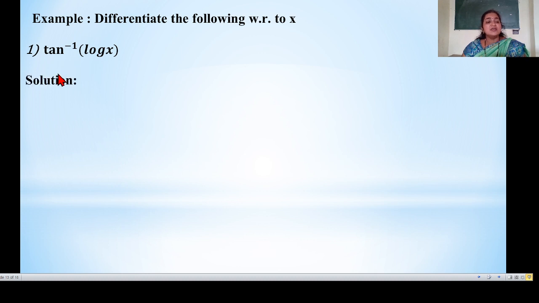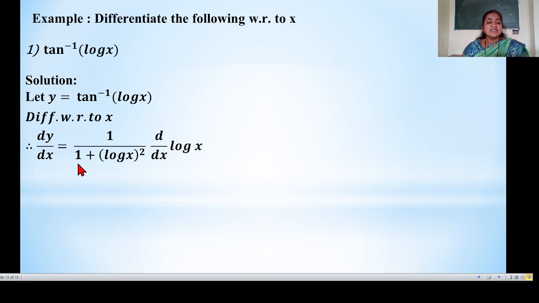So let's start. Solution: let y is equal to tan inverse of log x. So differentiate y with respect to x. So dy by dx is equal to, first we find the derivative of tan inverse x, which is 1 upon 1 plus x square. But here x is replaced as log x. So 1 upon 1 plus (log x) whole square.